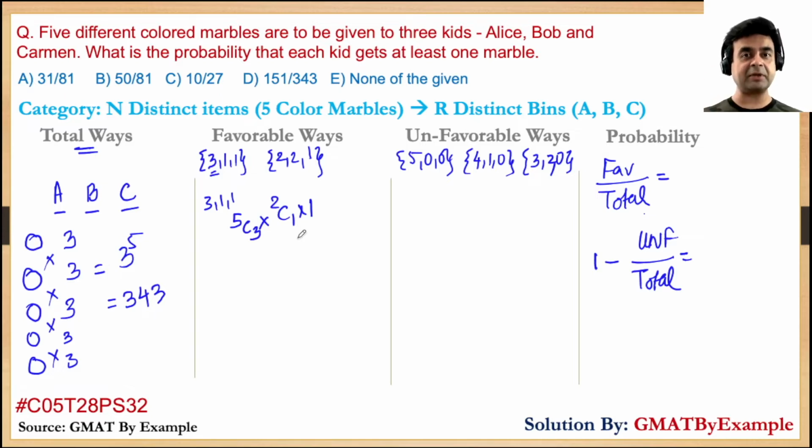However, there are multiple arrangements possible of that 3-1-1. So we have to multiply it by 3 factorial. However, 1 and 1 are common or similar, so we have to divide by 2 factorial based on the basic principles of counting and permutations combinations, which gives us 60.